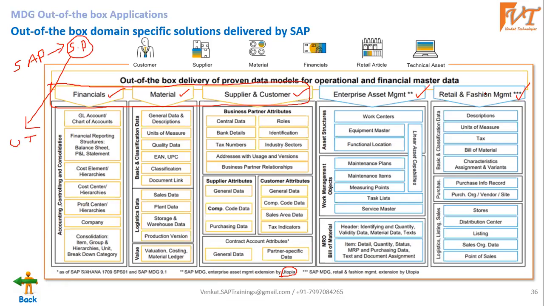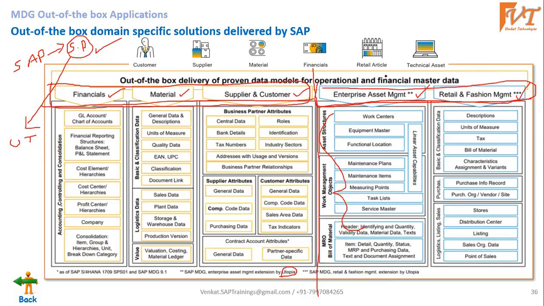enterprise asset management and retail fashion management. Again, enterprise asset management has these types of master data objects. So these two data models are implemented by Utopia. There is one more, the asset information workbench, all these in the latest version 1909. What is the difference that we need to understand? When a customer purchases a license for MDG from SAP, by default they get only these components, these models. They won't get these models because they are by the solution partner, not SAP's proprietary models.